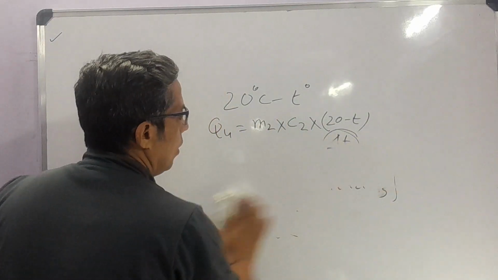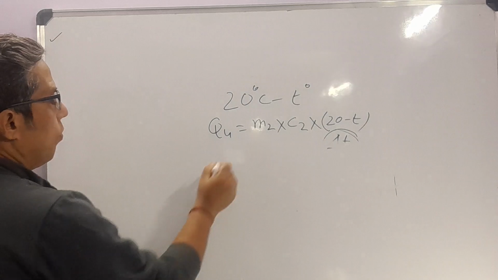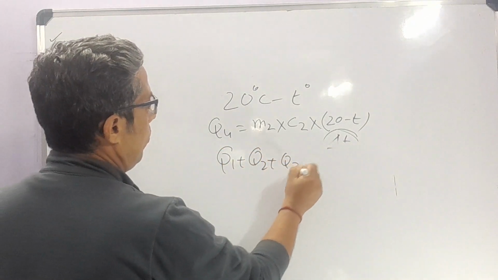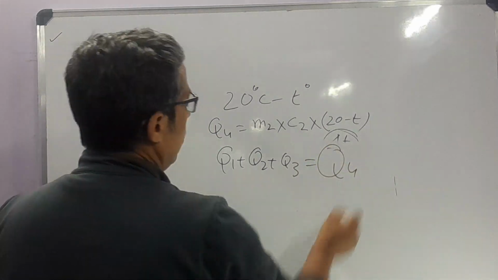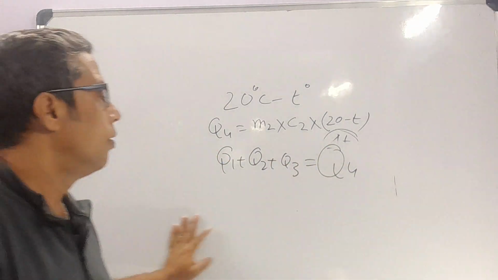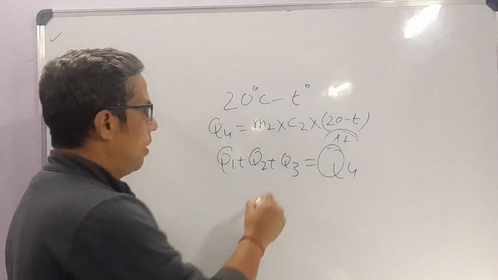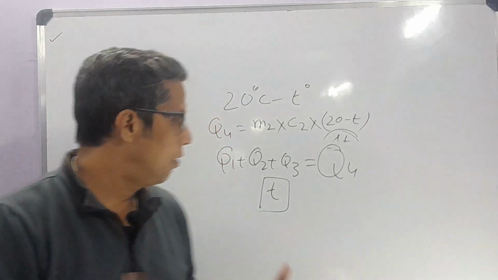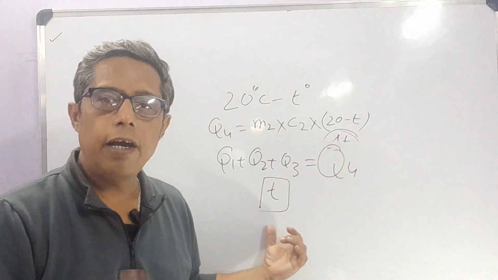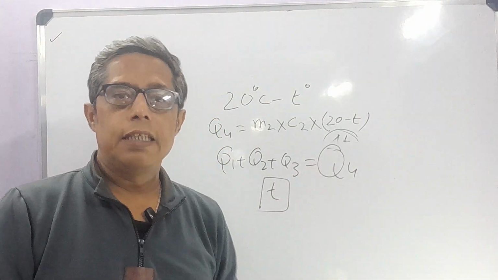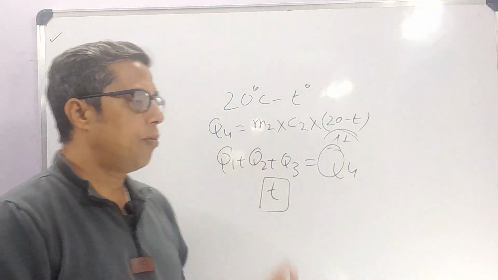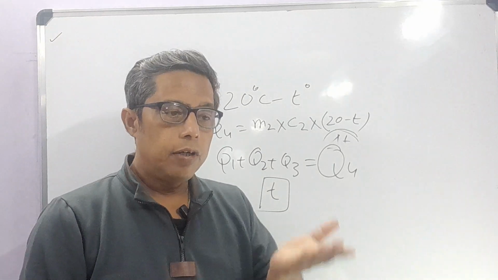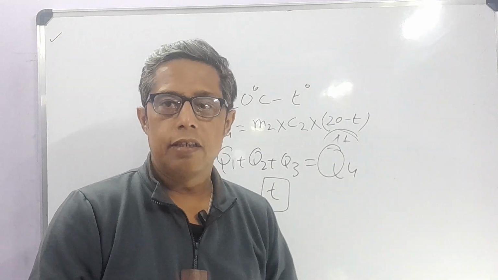Now you have to set the equation. So that will be Q1 plus Q2 plus Q3 equal to Q4. By equalizing this, we will get the value of T. Fine, so this way you have to calculate. You have to understand the steps. So this is an example where ice is mixed with water, and after that they go to a common temperature.